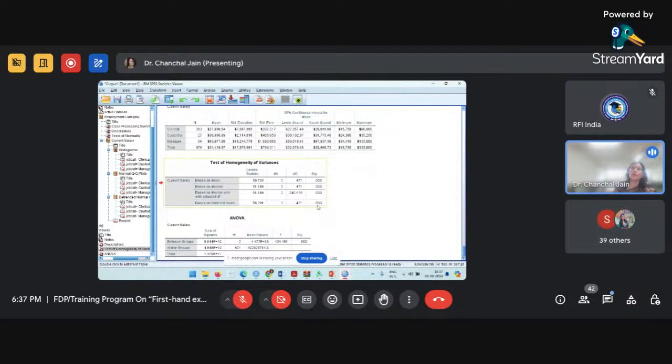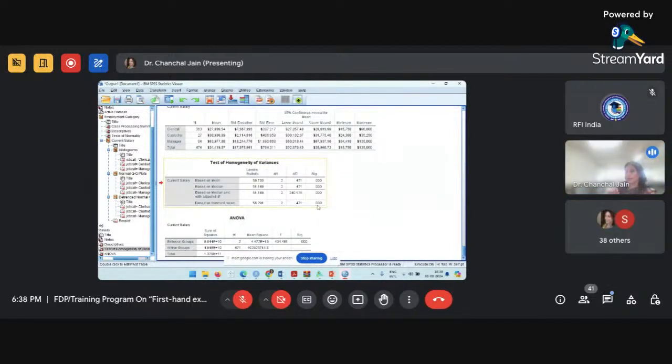So, if you can recall, the variances of the groups are not equal, this is the conclusion. The null hypothesis for the homogeneity of variances test was that the variance is equal for all the groups, right? Yes, ma'am.